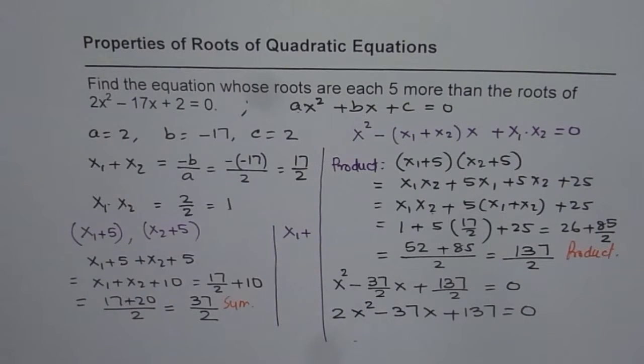I hope that helps. So the strategy is: define your variables x1, x2 as the roots, find the sum and product, and then find the new roots, which is as per the condition 5 more, and then find the sum and product of the new roots. Use the values from the previous roots to find the answer. So the beauty is that you don't really have to find the roots of the first equation or the second equation, but you get your solution.